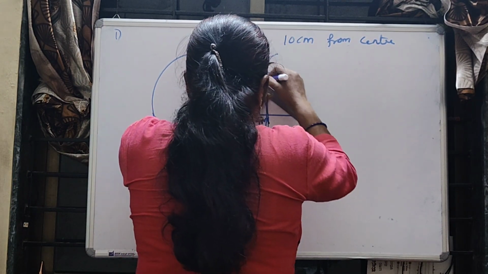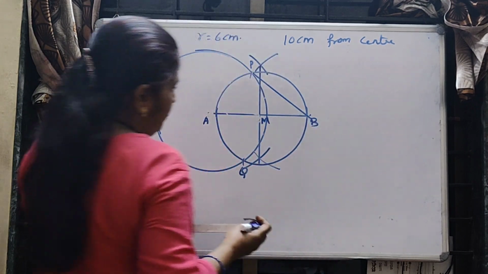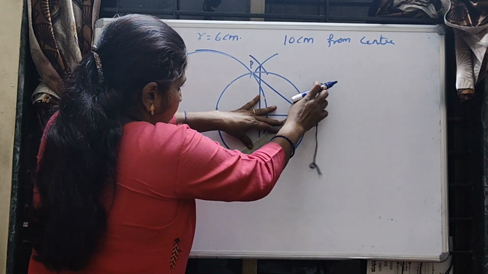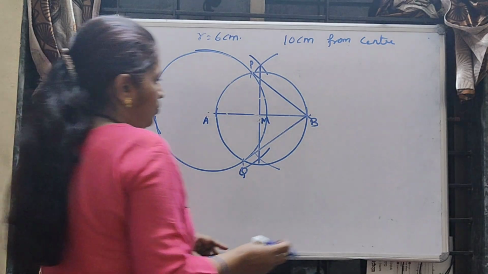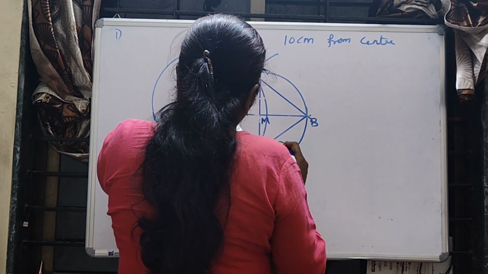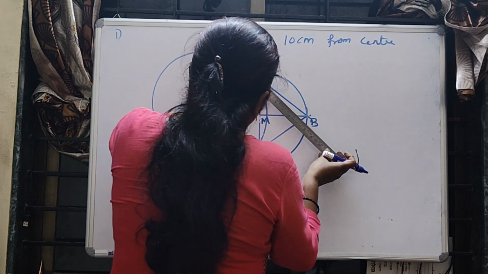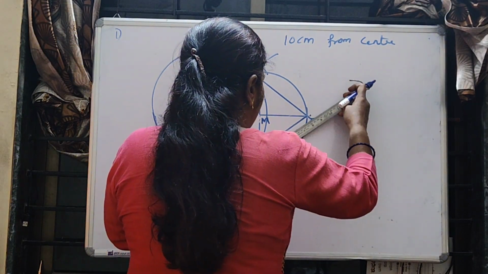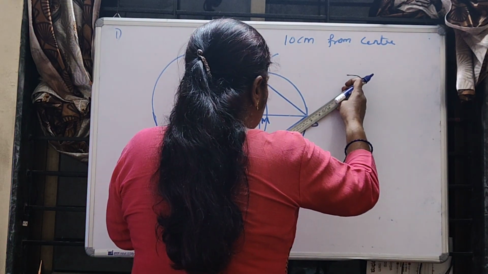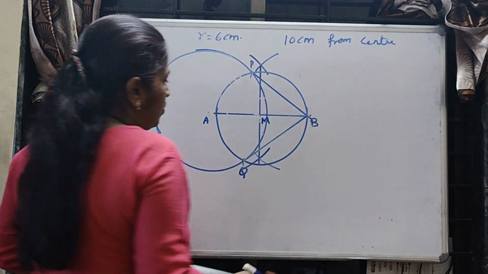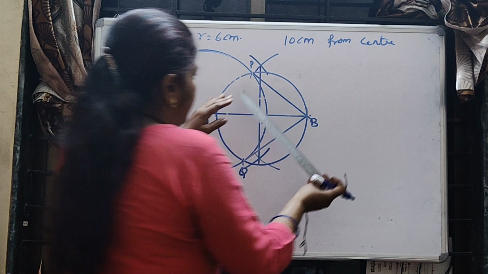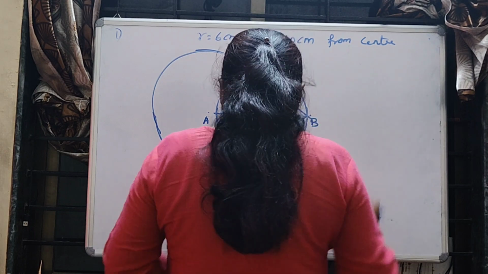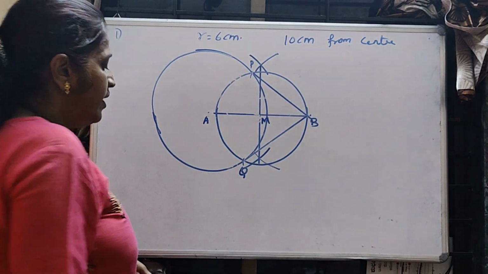Join BP and BQ. BP and BQ are the required tangents. If you measure, you should get both equal, because we have already proved that tangents drawn from an external point are equal. I am getting BP equal to 7 centimeters, and BQ is also equal to 7 centimeters. You need to write the lengths you got. So BP is equal to BQ, and they are the required tangents.